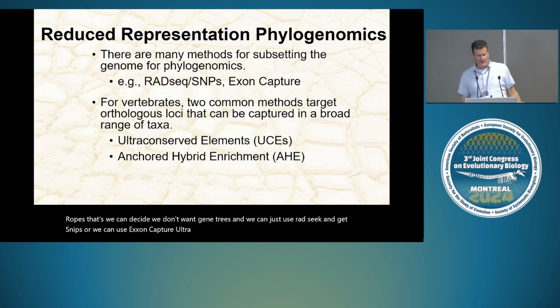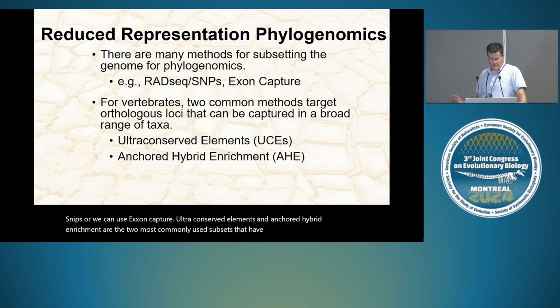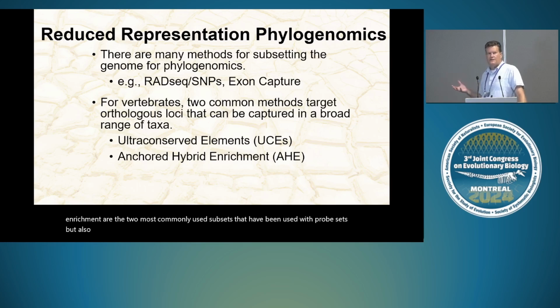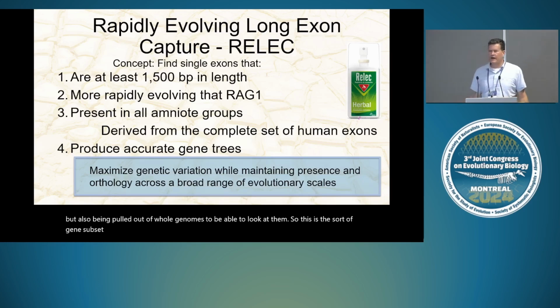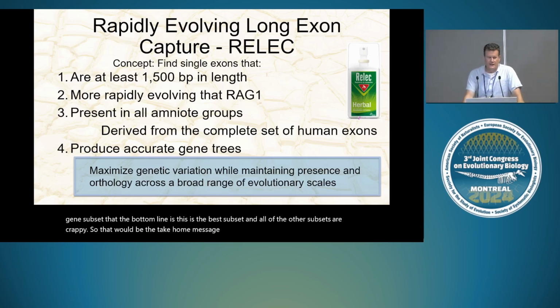Ultra-conserved elements and anchored hybrid enrichment are the two most commonly used subsets that have been used with probe sets, but also being pulled out of whole genomes to be able to look at them. So this is the sort of gene subset that, the bottom line is, is the best subset and all of the other subsets are crappy. So that would be the take-home message here: that my genes are better than your genes.